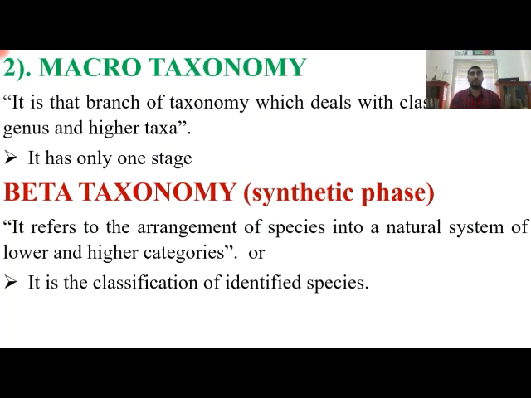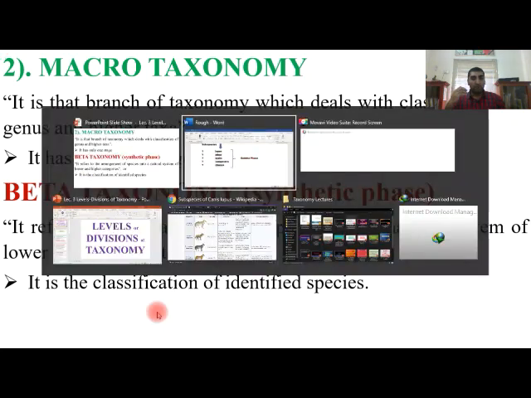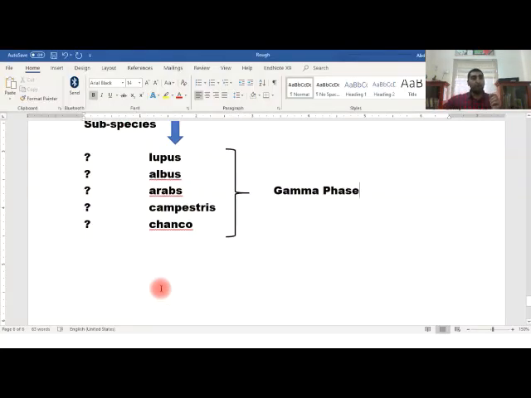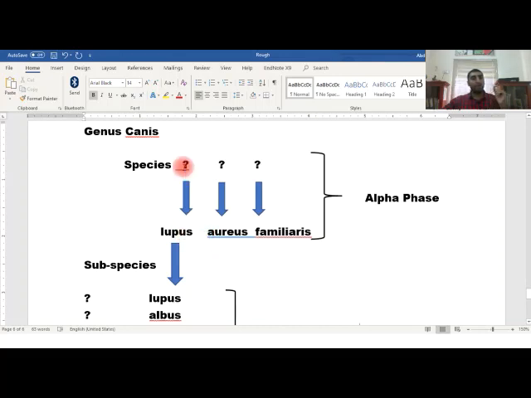So jab unknown species hongi, when you have an unknown species, you cannot classify it, you cannot put it into categories. But for example, let's go back to the example. For example, we have this species lupus. So lupus, we characterized it, discriminated and named it. Now lupus.